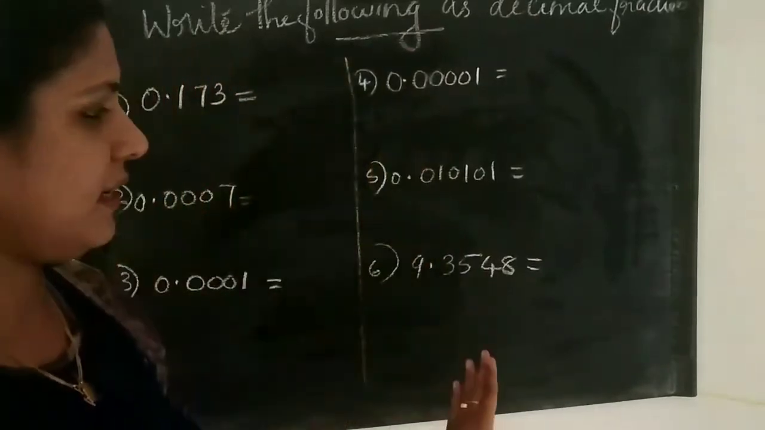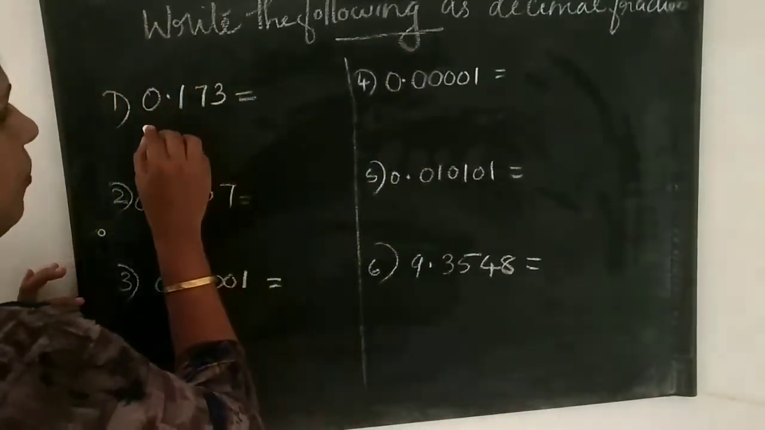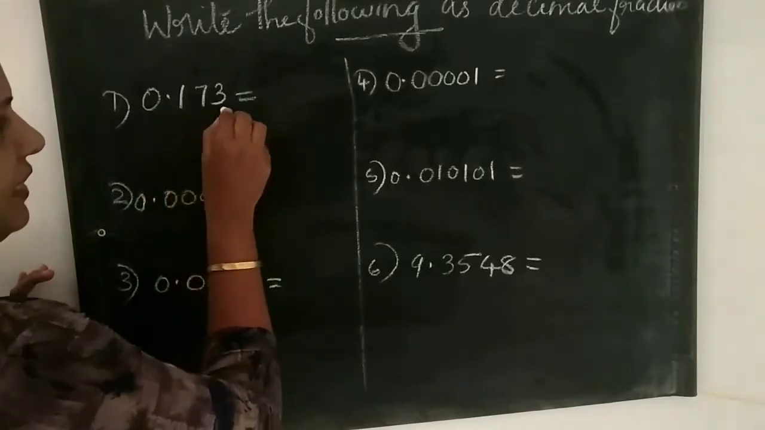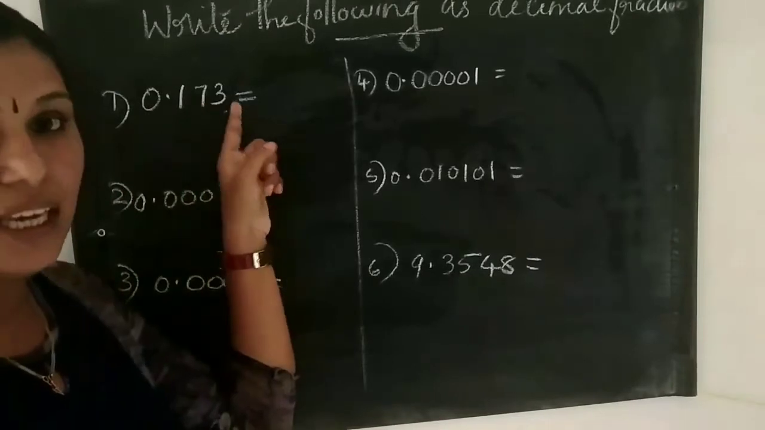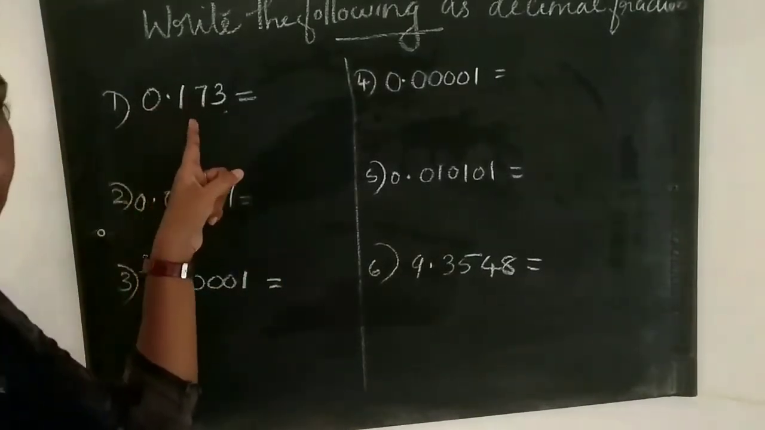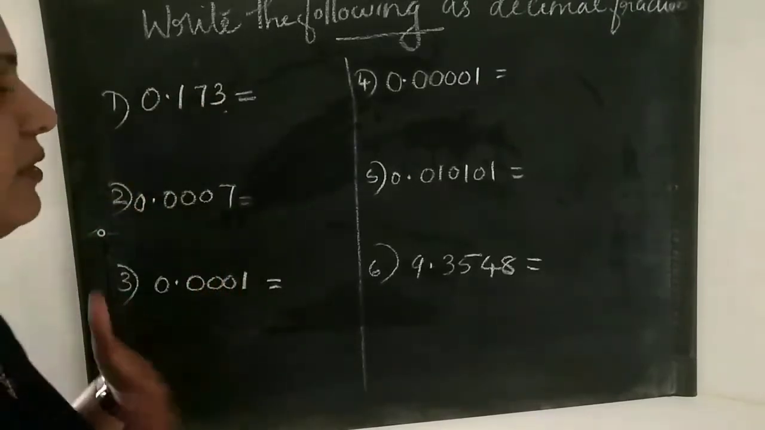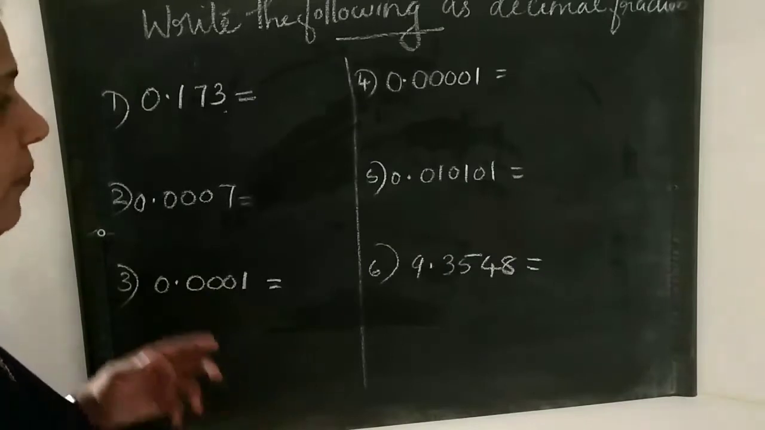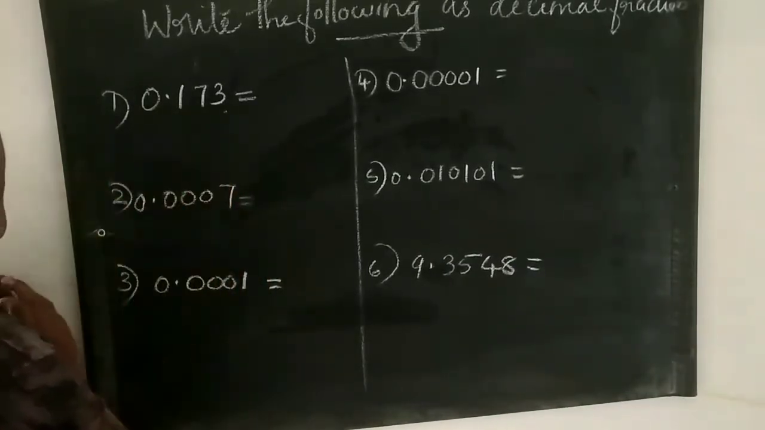Next is write the following as decimal fractions. Here our question is 0.173. How to read this? No need to read this as 173, you read this as 0.173. Like that you can read, each number you tell. So here how to write 0.173?